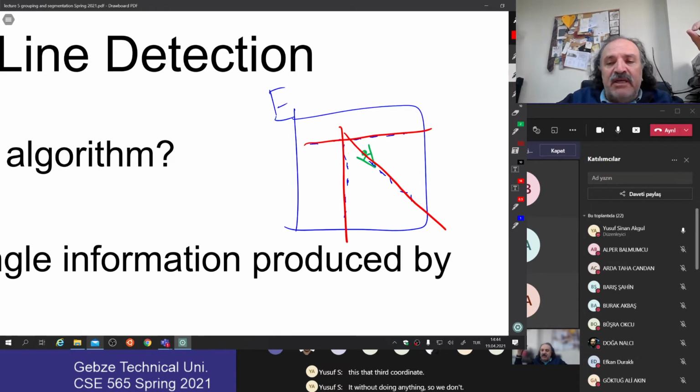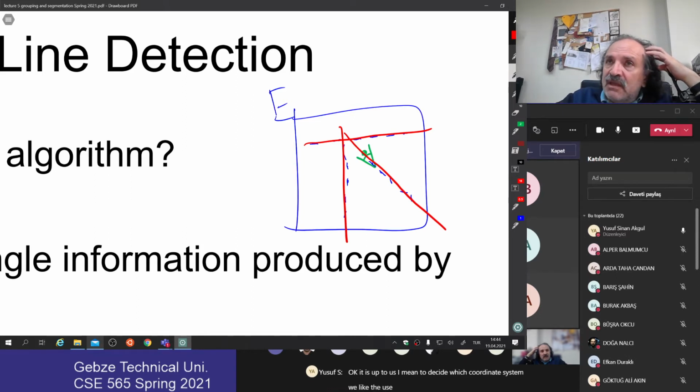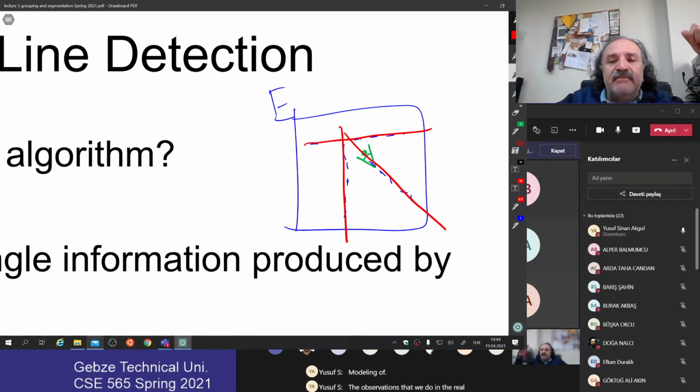It is up to us to decide which coordinate system we like to use. These are all mathematical modeling of the observations that we do in the real world, right? Whatever model works best, we use it. Cartesian coordinates doesn't mean that it is the ultimate coordinate system. Most of the time it is so convenient we use it.